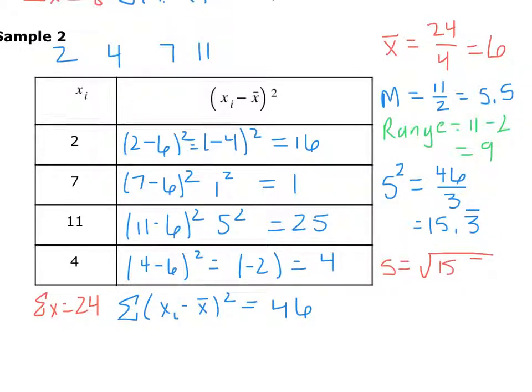So taking the square root, we get standard deviation equal to 3.91, and it continues out, and so if we round that, we get standard deviation equal to approximately 3.9.